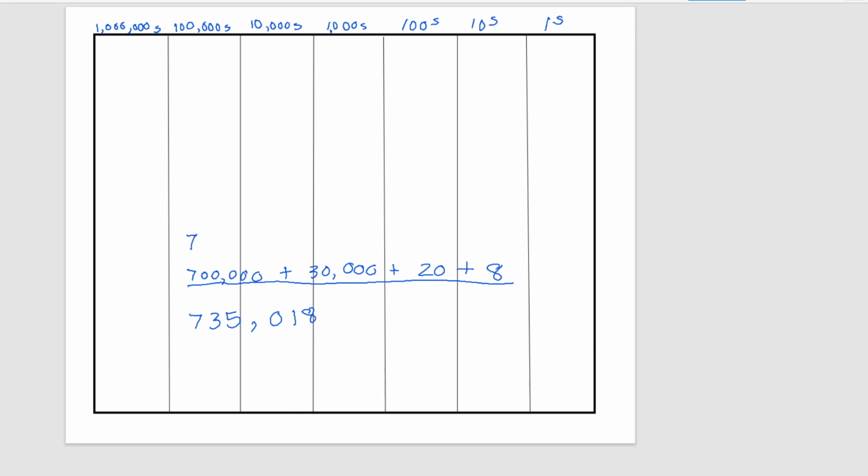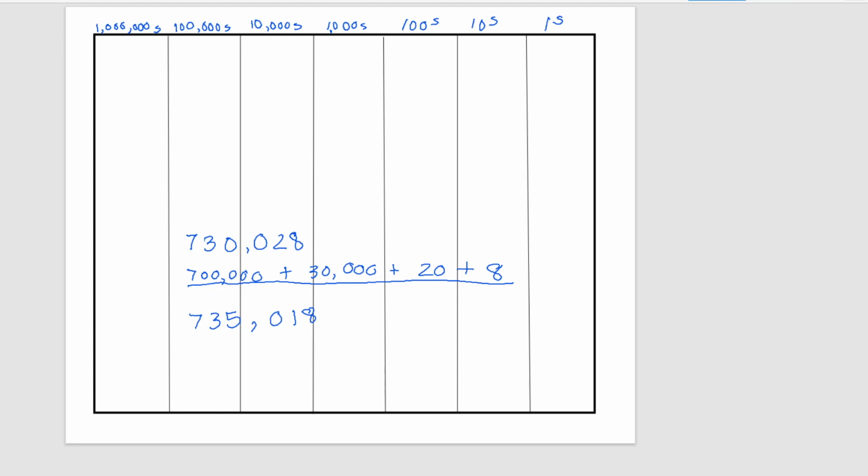So we have 700,000 and then 30,000, no thousands, no hundreds, 2 tens, and 8 ones. So we have 730,028. So if we put these in the place value charts, oops, sorry, I didn't start over far enough.